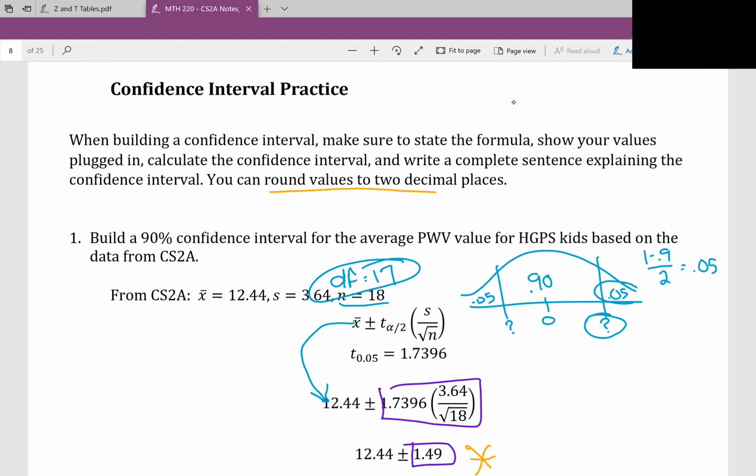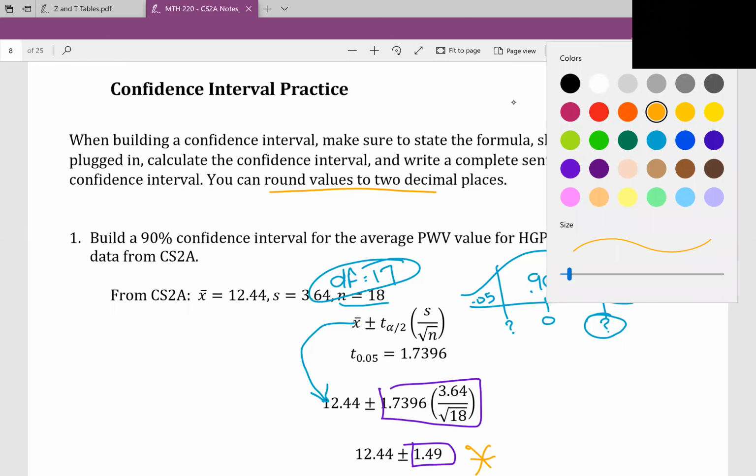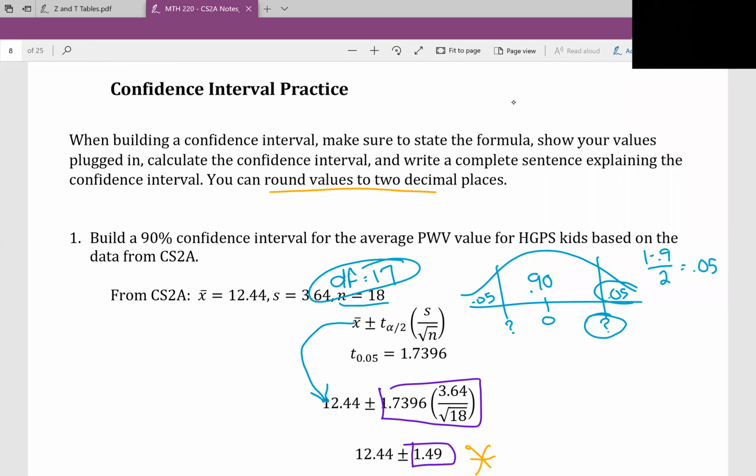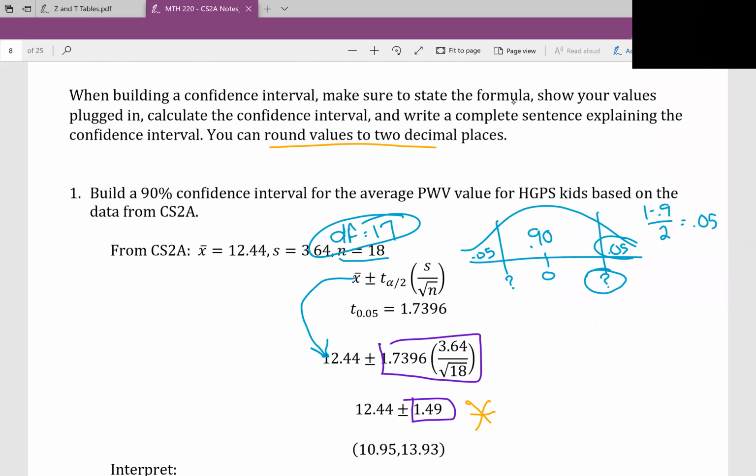Then you take 12.44, subtract 1.49 from it, and then you take 12.44 and add 1.49 to it, and you should get 10.95 to 13.93. And that is our confidence interval. Now, the last thing we need to do is interpret our confidence interval. The way we interpret it is we say we are blank % confident that our parameter is between blank and blank, okay?